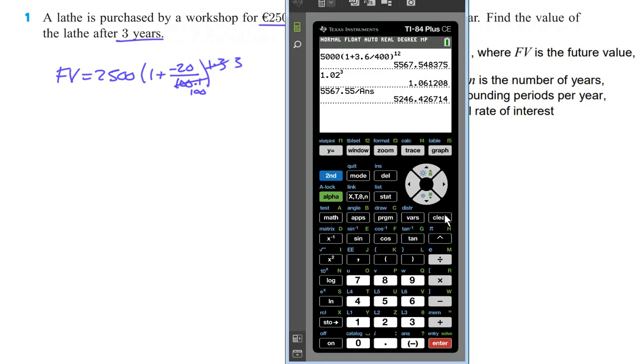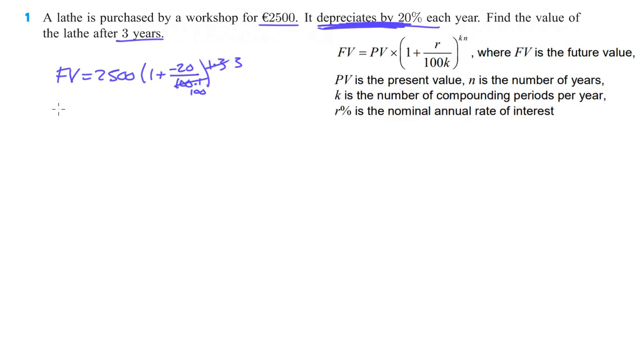So then we can plug it into our calculator to see what it's going to be worth since it's depreciating in value. 2,500, one more 0, too many parentheses, 1, I'm going to do this minus 20 divided by 100. All right, and then take that to the 3rd power, and we get that the lathe is only worth 1,280 euros 3 years later, because it just is depreciating by so much.